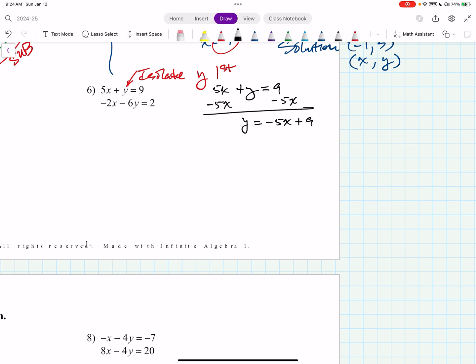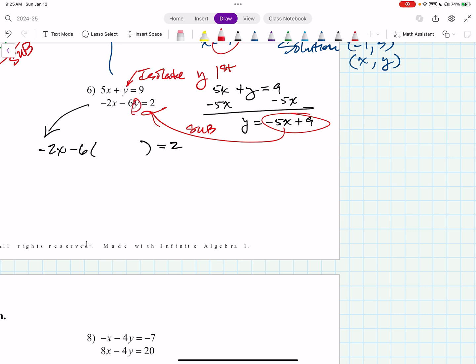Now what we want to do is substitute what this is into the other equation, the second one. So let's get that set up. I see negative 2x here. I'm looking at the second equation right now, minus 6 times whatever y is, and that's got to be equal to 2. Again, whatever y is, you substitute that in. So let me highlight what I'm talking about here.